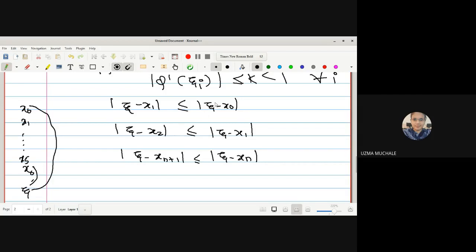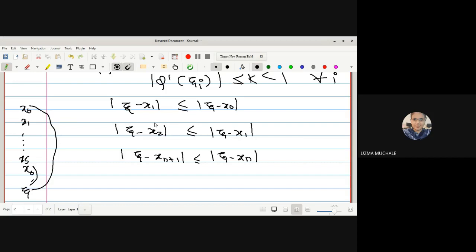So here also you can see the difference between the exact root and x naught is greater than the difference between the exact root and x1. That is the first approximation; this is the zeroth approximation. So we can say the difference between zeta and x1 is greater than the difference between zeta and x2, the next approximation. However much you increase the number of iterations, you will reach nearer and nearer to your root zeta.